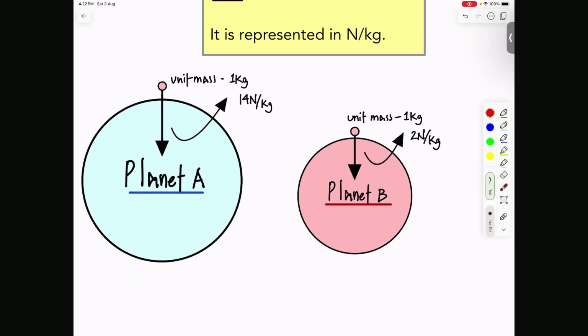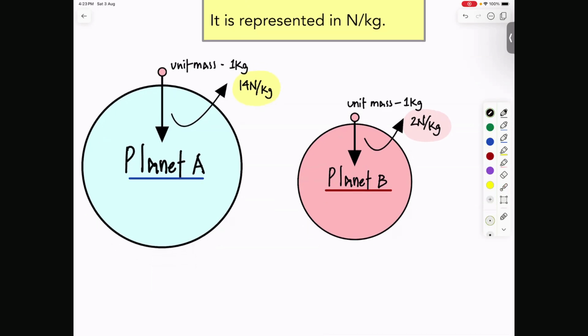Now, if I just told you this value, forget the planets, forget how they look, what shape they are, mountain, car, whatever we said. Forget everything, and I just told you this one piece of information: planet A applies 14 Newton for every kilogram, and planet B applies 2 Newton for every kilogram. Will you now be able to figure out, just by using this information, which planet exerts a stronger field? Yes, it's very easy, right? It's just A.